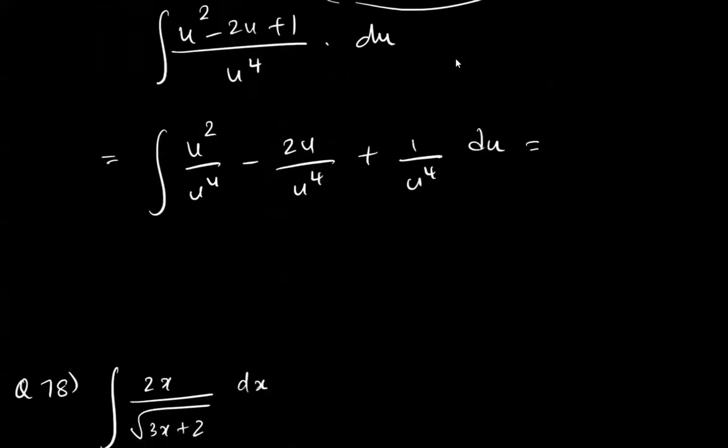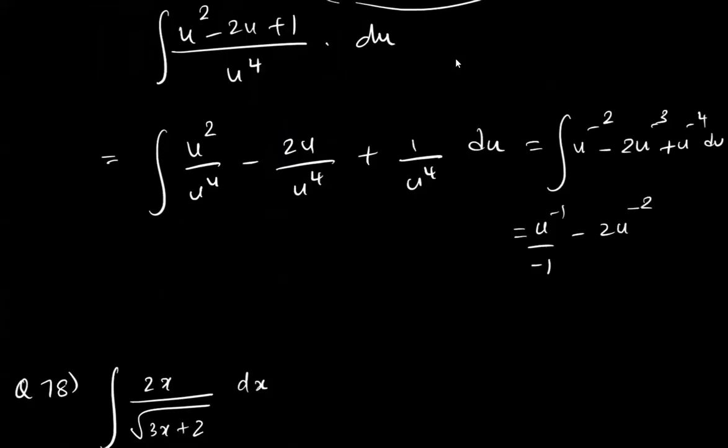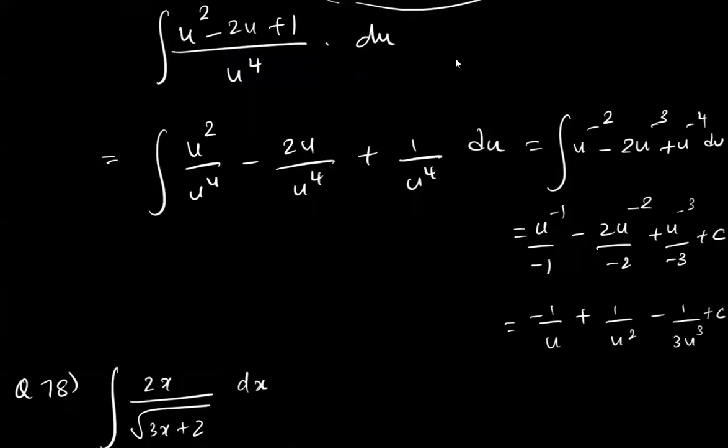Okay, so then this becomes u to the power of negative 2 minus 2u to the power of negative 3 plus u to the power of negative 4 du. So that is u to the power of negative 1 over negative 1 minus 2u to the power of negative 2 over negative 2 plus u to the power of negative 3 over negative 3 plus c. So that is negative 1 over u plus 1 over u squared minus 1 over 3u cubed plus c.